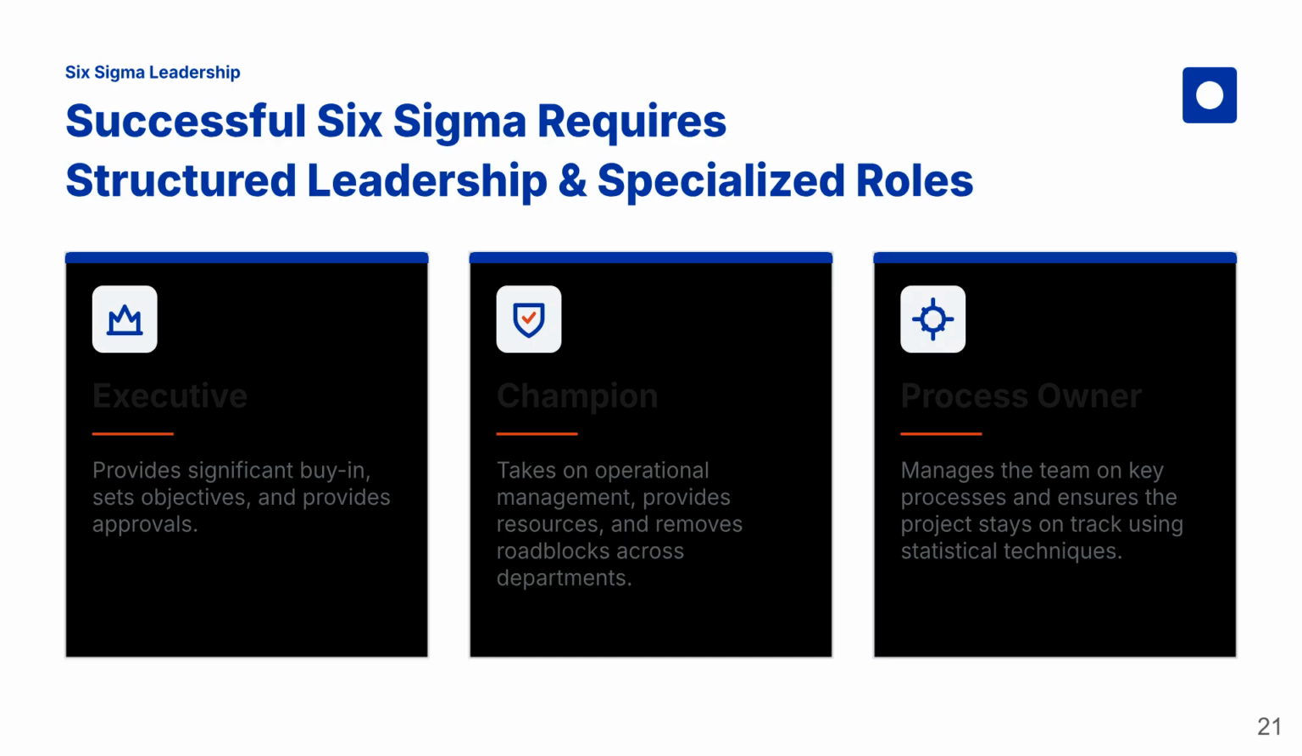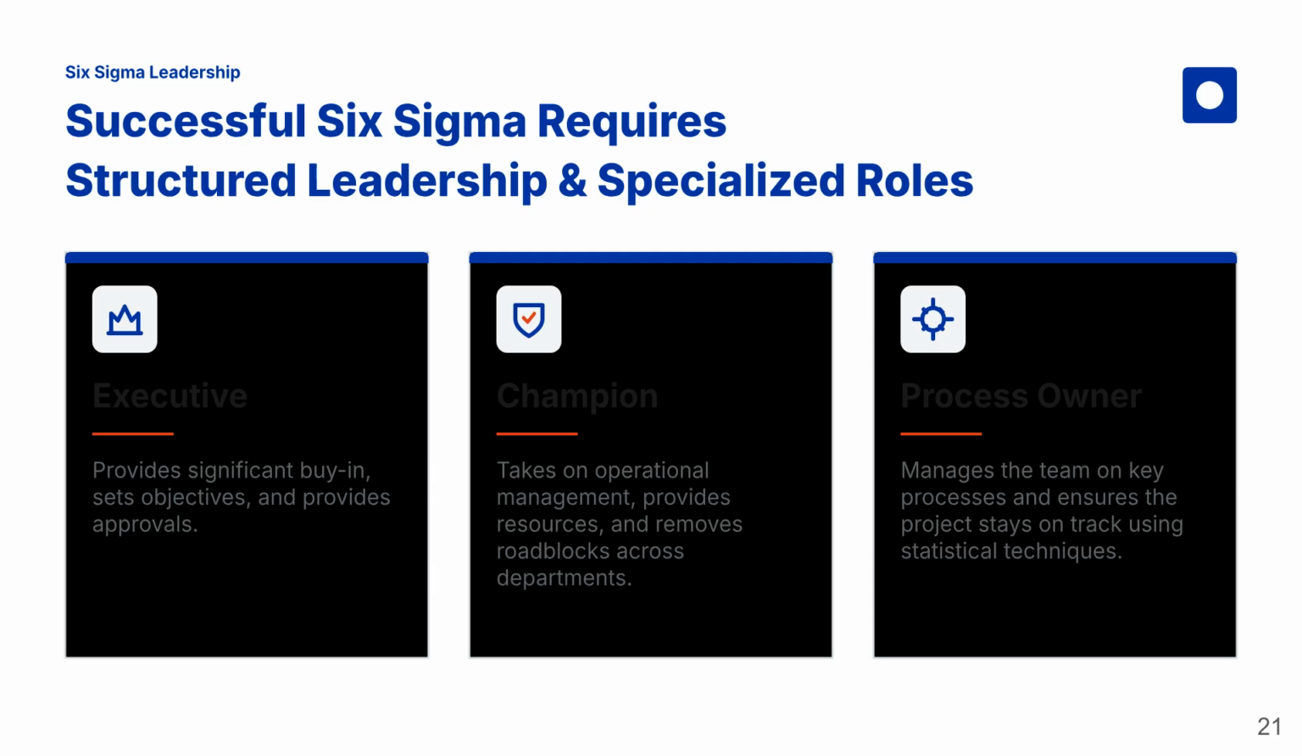The executive provides strategic direction and overall support for Six Sigma initiatives. Executives approve projects, allocate budgets, establish organizational objectives, and ensure that improvement efforts align with business goals. Their commitment is essential because major process improvements often require organizational resources and long-term investment.